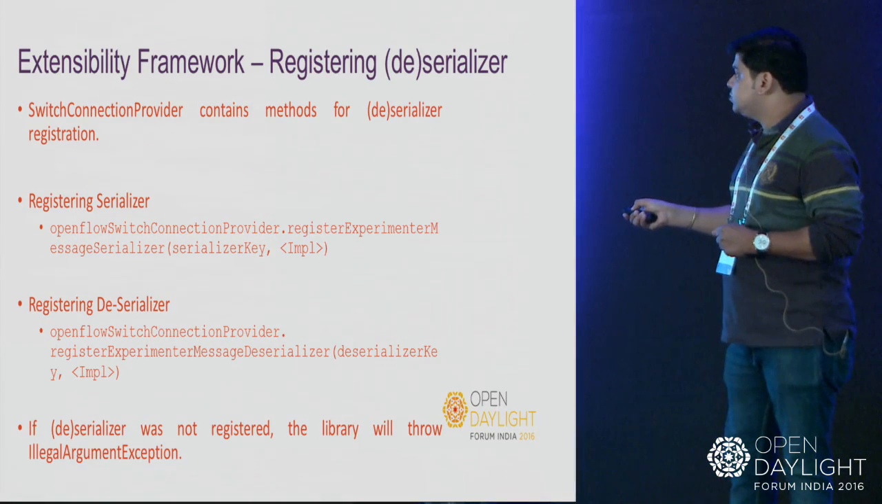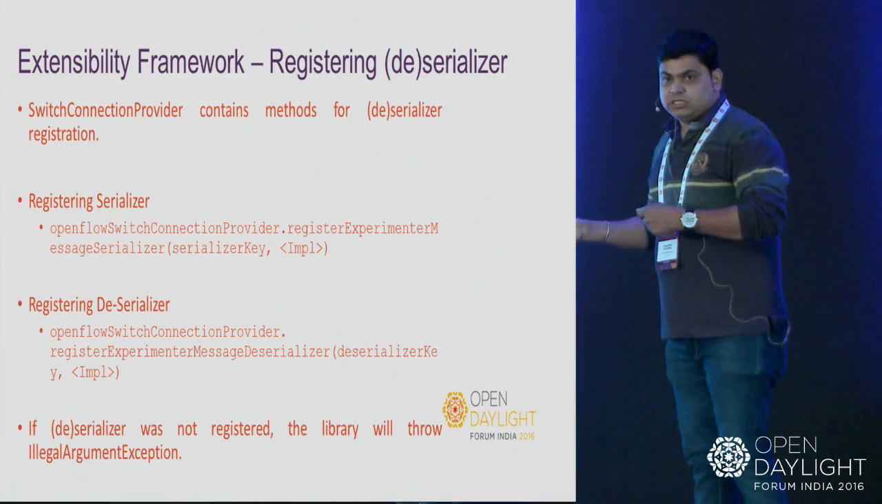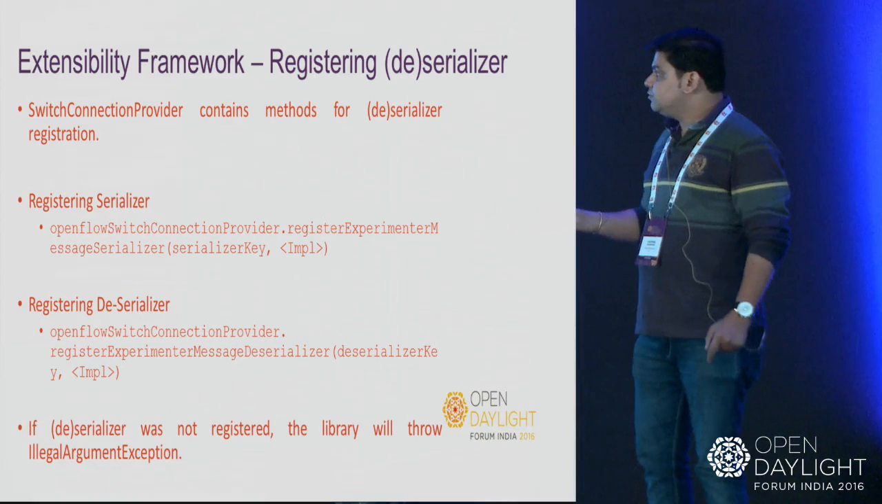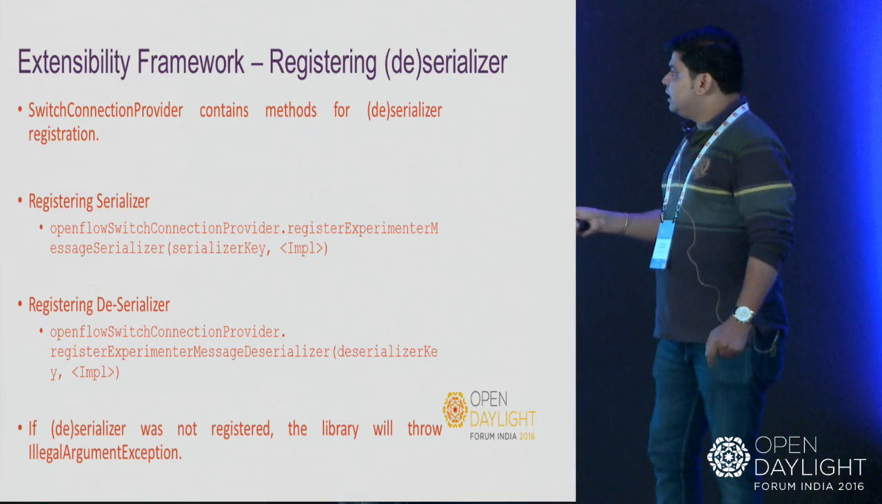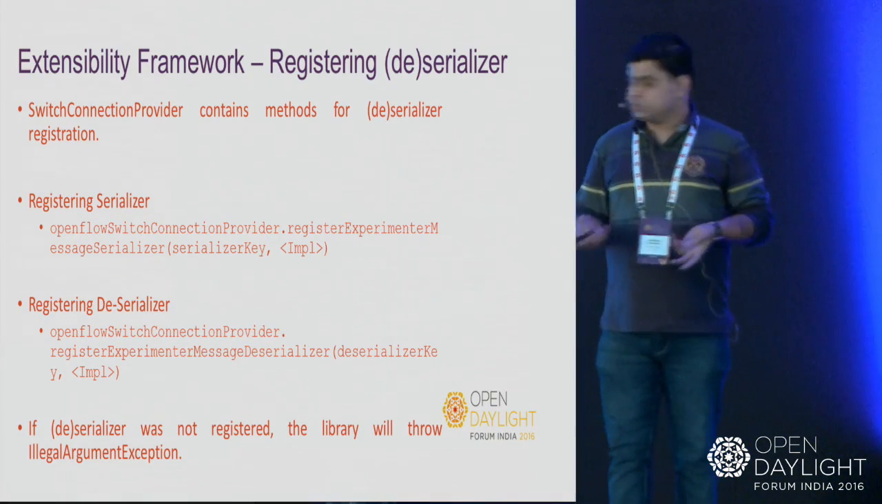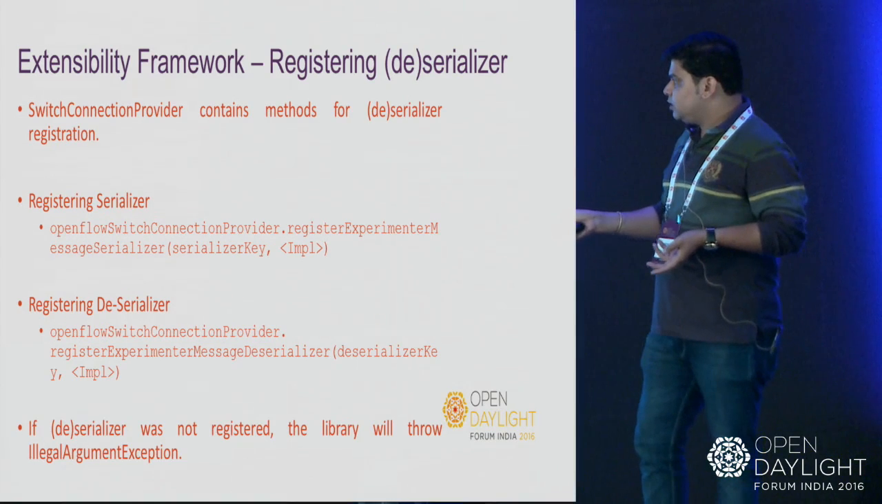So we use register as per our implementation for experimenter. We use register experimenter message serializer. Serializer key, I'll come back to this. There is a separate table for how you prepare a key for this serialization. This impl is nothing but our own serializer which the vendor has written, so you register your serializer here. Similar to this class provider, the deserializers.